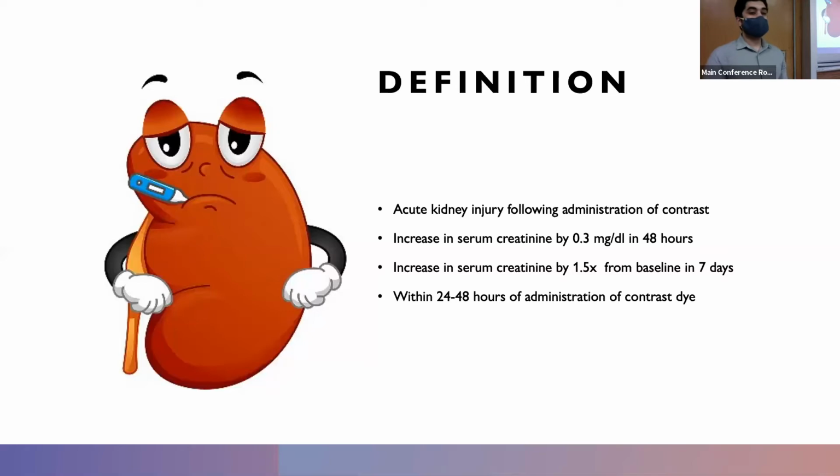So just going over the definition of what is contrast-induced nephropathy, it's basically just an AKI following the administration of contrast. So the definition of the AKI is an increase in serum creatinine of 0.3 above their baseline in 48 hours, or an increase of 1.5 times their baseline in 7 days. And in order for it to be contrast-induced nephropathy, you should have contrast administered and then see this rise 24 to 48 hours after the administration of contrast dye.